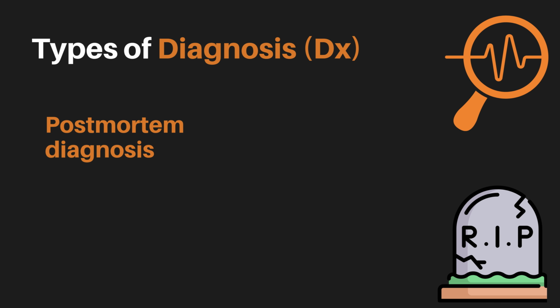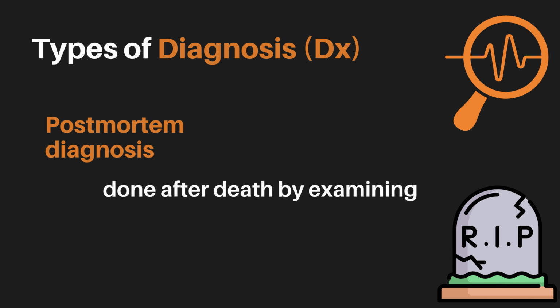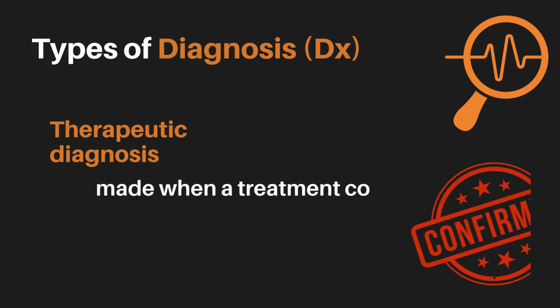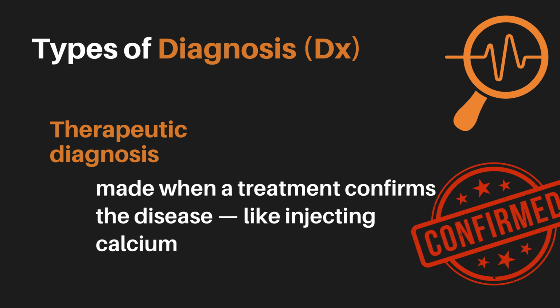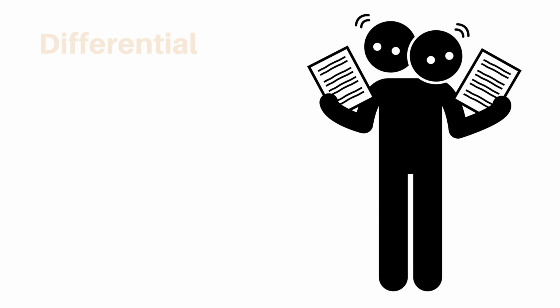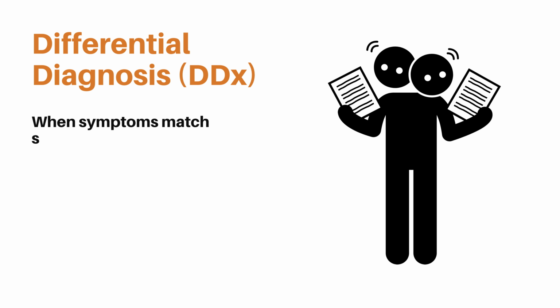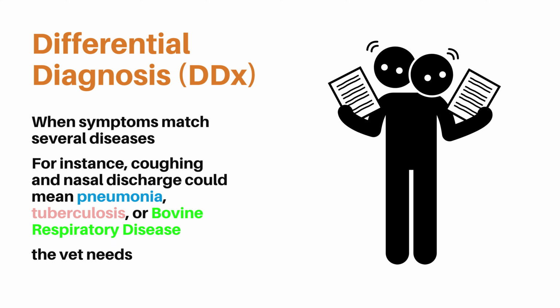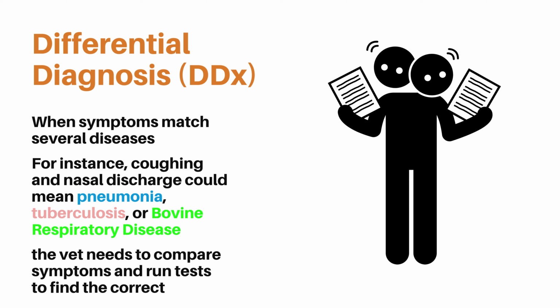A postmortem diagnosis is done after death by examining organs for lesions. A therapeutic diagnosis is made when a treatment confirms the disease, like injecting calcium in a cow with milk fever and seeing rapid recovery. We also use differential diagnosis when symptoms match several diseases. For instance, coughing and nasal discharge could mean pneumonia, tuberculosis, or bovine respiratory disease. The vet needs to compare symptoms and run tests to find the correct one.